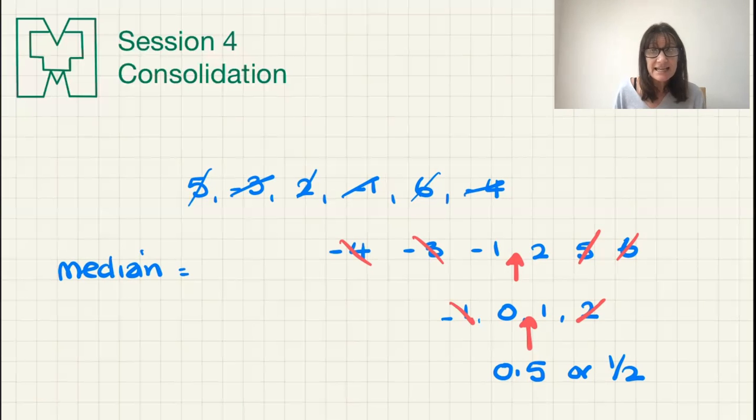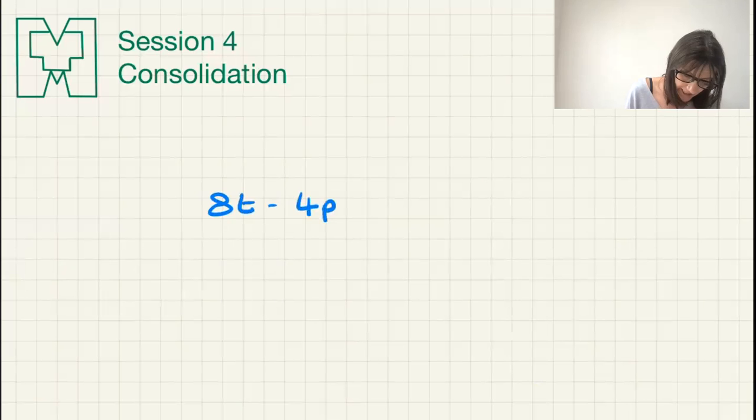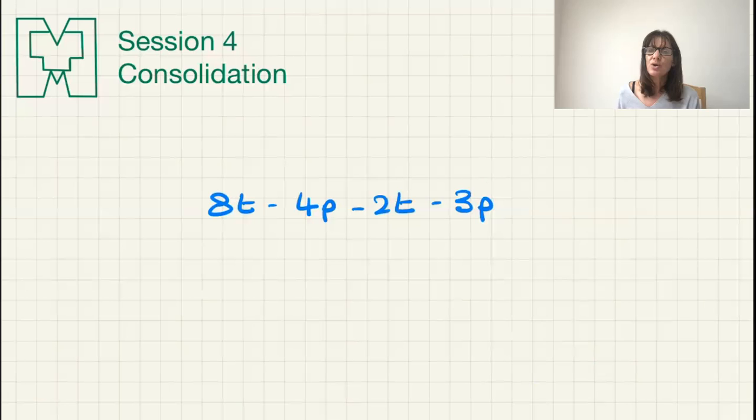So if you did do all of that and get it right, then that is fantastic. Honestly, that is really, really good. So well done. Really, really well done. I think we'll do just one more collecting like terms, and I think we'll call it a day there, because I think you've done quite a lot for one session. So let's do 8t minus 4p minus 2t minus 3p. So pause and hit play when you're ready.